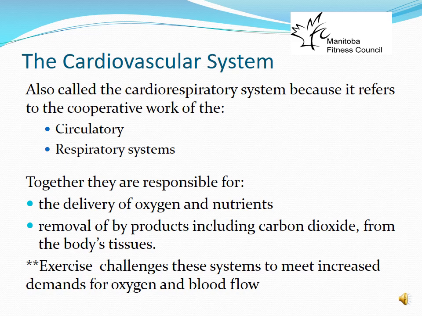It's also called the cardiorespiratory system because our cardiovascular system deals with our circulation and our respiratory systems. So our heart, our blood vessels, as well as our lungs. These two systems work together to deliver oxygen and nutrients to the body. When we're exercising, they get oxygen and nutrients to our working muscles.